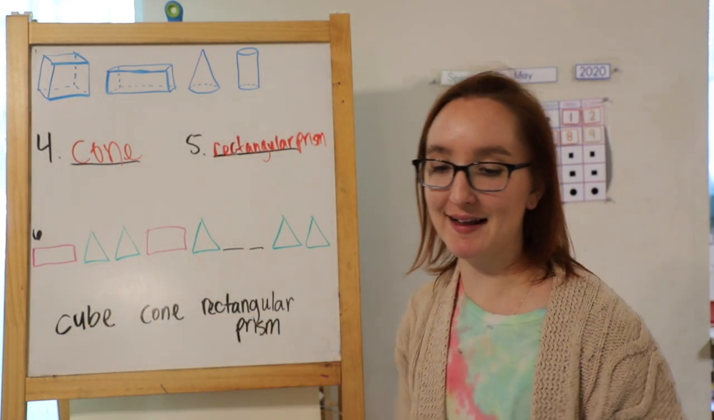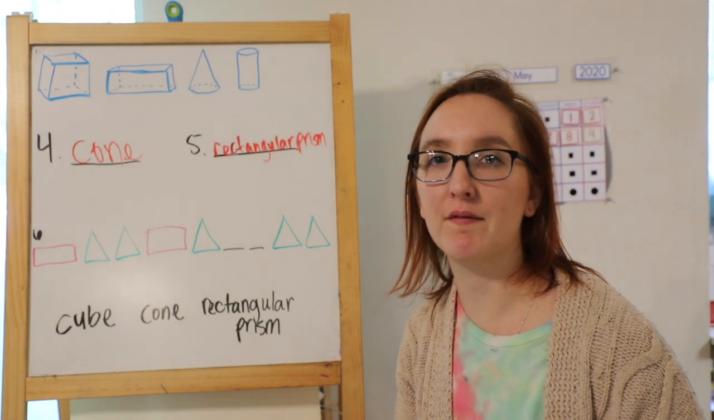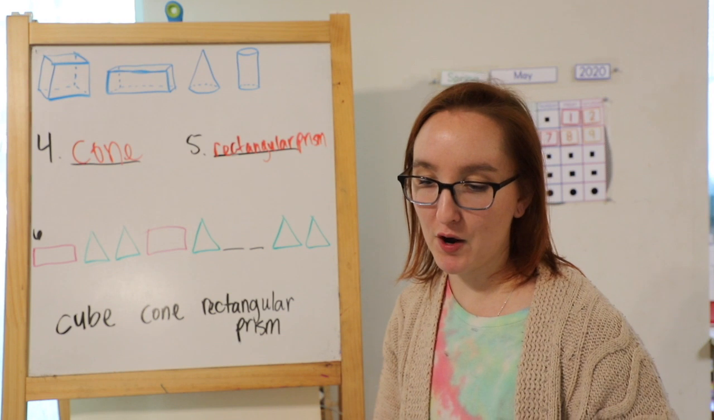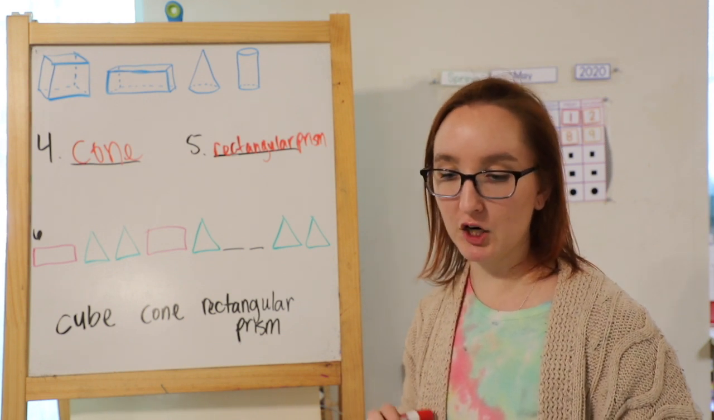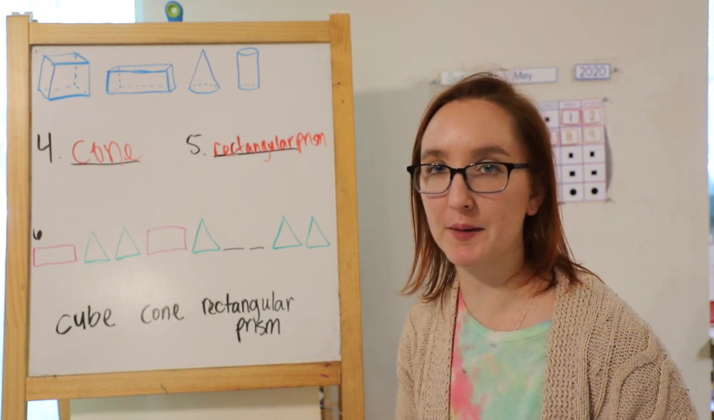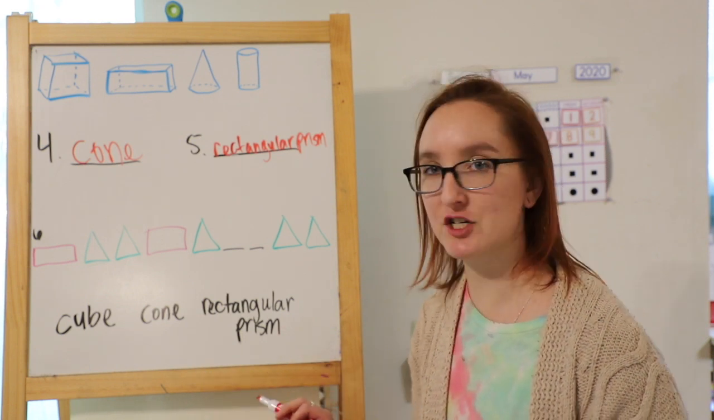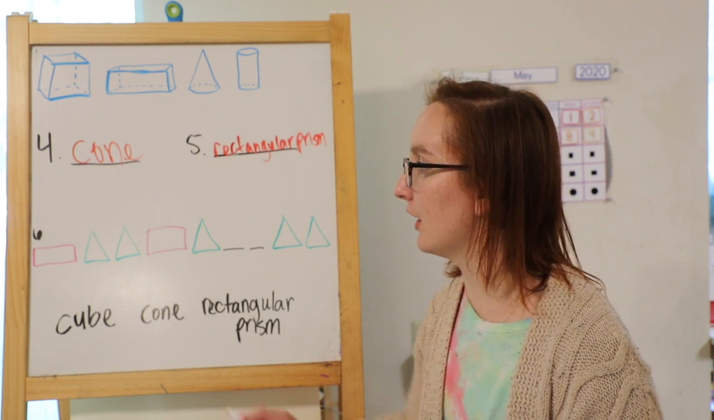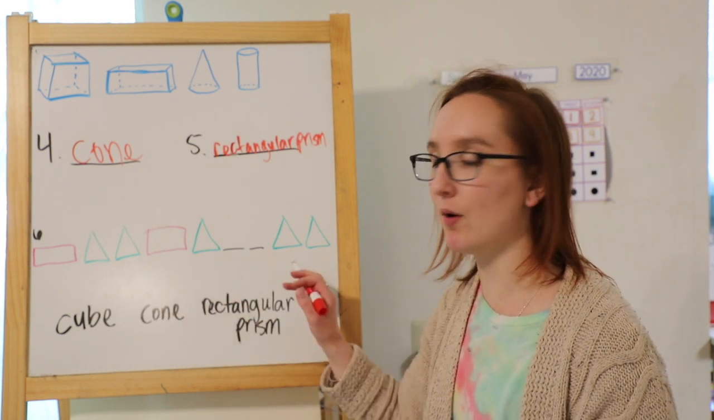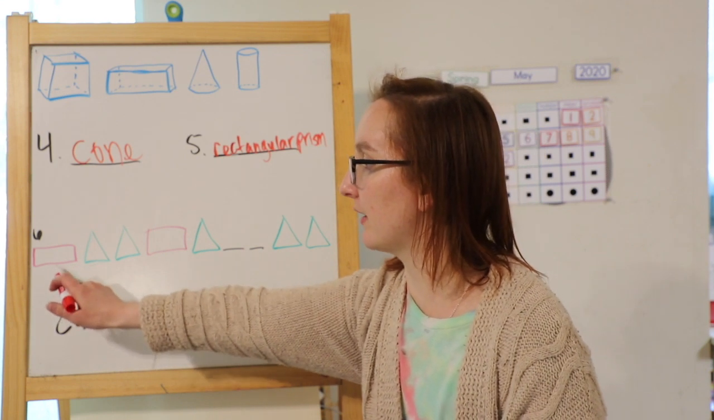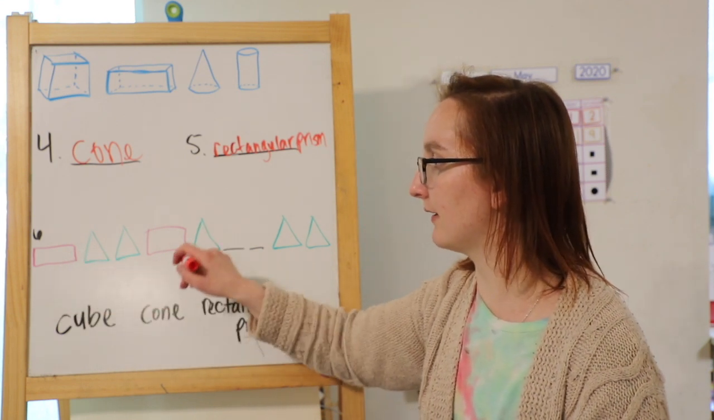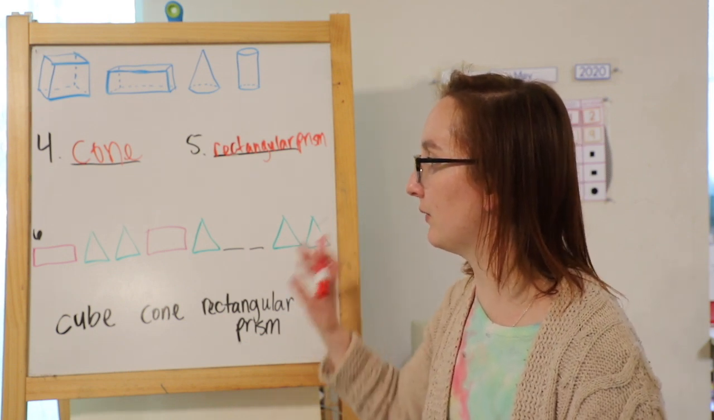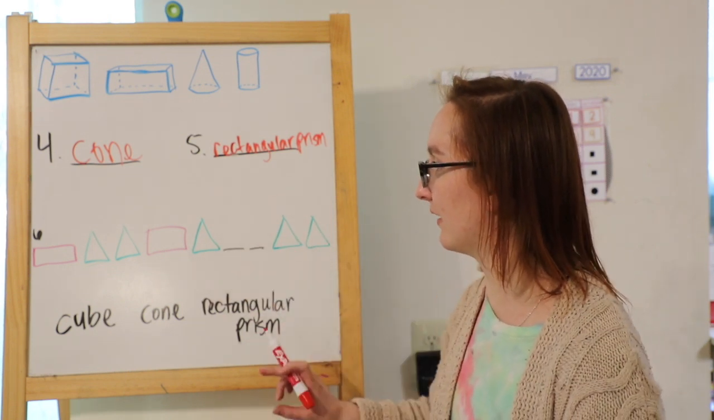And number 6, it says Grace made the row of shapes shown. She needs 2 more blocks to complete her pattern. So which 2 blocks does she need? And they wrote it out. So we have cube, cone, and rectangular prism. So let's go ahead and start reading it and see what we can fill those blanks in. So we have rectangular prism, cone, cone. Rectangular prism, cone, blank, blank, cone, cone. So we need to figure out what goes in here.